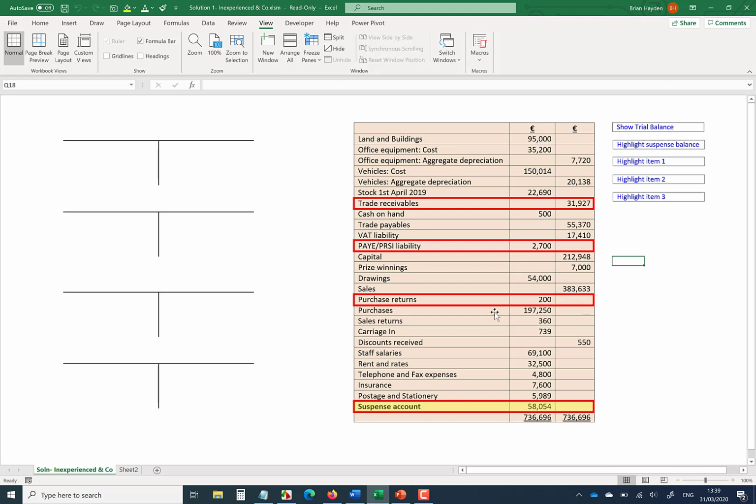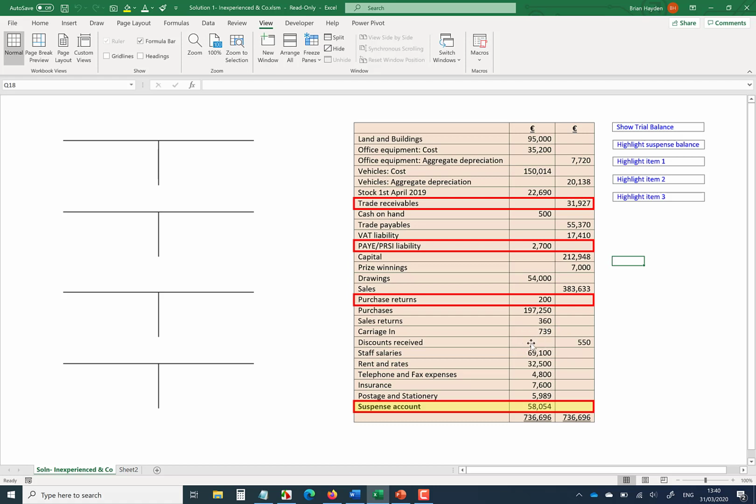Purchases, okay, they're expenses. They go into your trading account. Remember, cost of sales: opening stock, plus purchases, minus closing stock. So that's okay, it's on the debit side. Sales returns, okay, well once you know that sales are income, sales returns are the opposite of sales, so they go on the debit side. Carriage in, that's the cost of delivery. So the cost of delivery, that's an expense. It's actually treated as part of cost of sales, so that's all right.